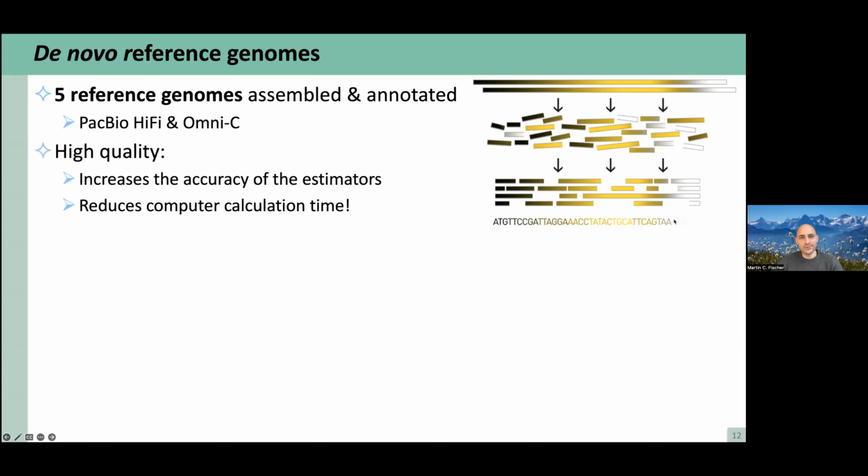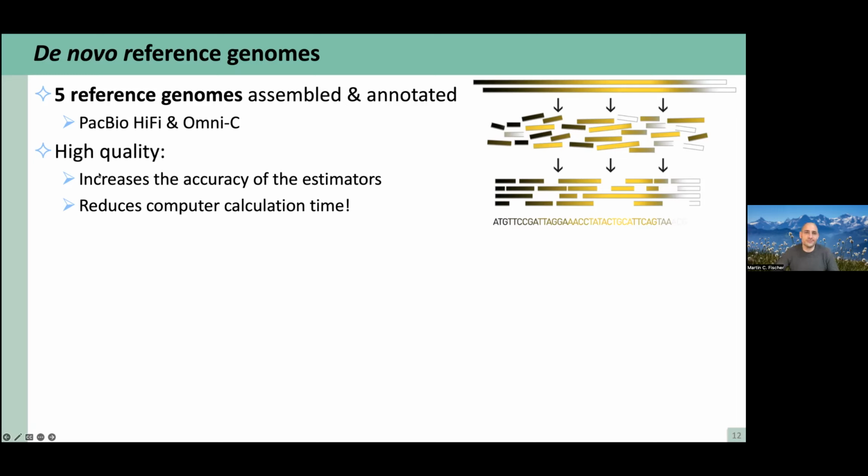And having a high quality reference genome is really important because, first of all, it increases the accuracy of the different estimators you will calculate, but especially it reduces the computation time. So if your reference is of bad quality, meaning in many contigs and with a lot of errors, the calculation time can really explode, and it will take forever until you have done all your mapping, all your SNP calling. So having a good reference genome is highly beneficial.